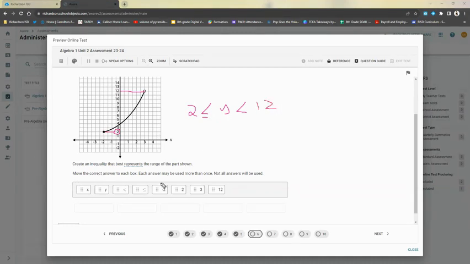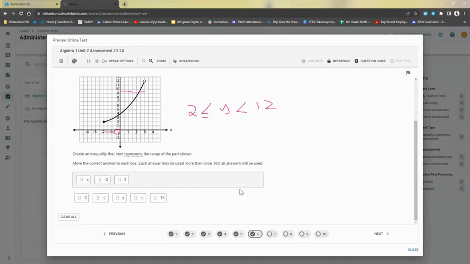Okay, so this is going to be the range. Now we're going to put it together. We have 2 less than or equal to y, which is less than 12. Okay.